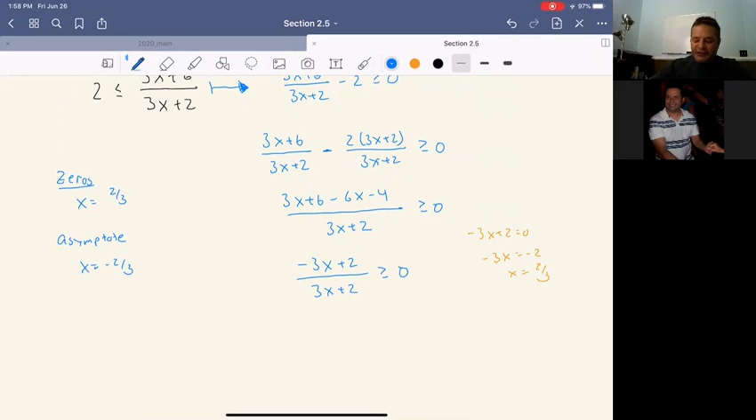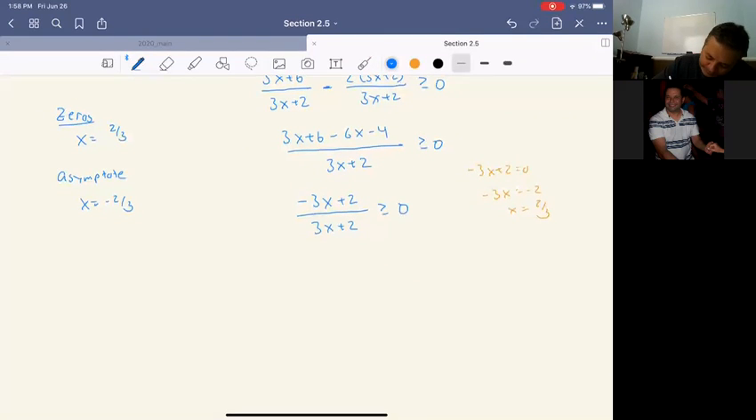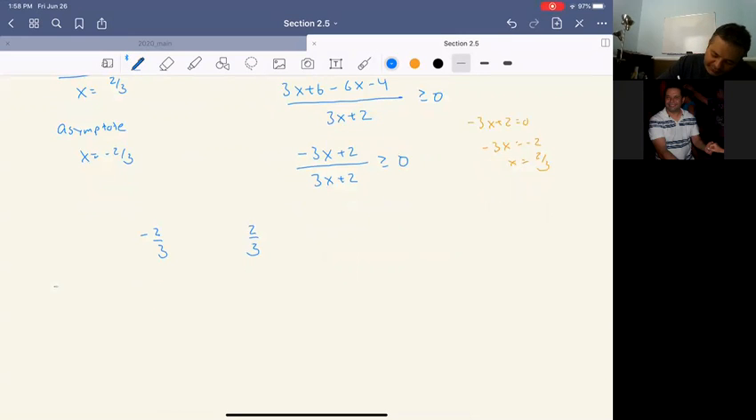Okay, so let's make the sign chart out. Negative 3x plus 2 gives you a 0 at 2/3. Okay, 3x plus 2 gives you an asymptote at negative 2/3.